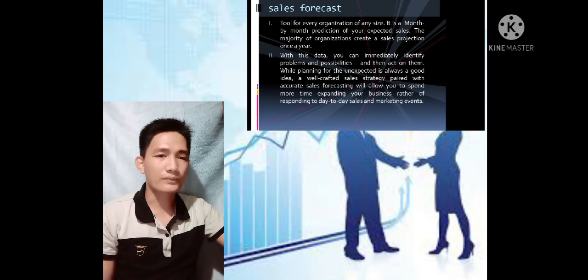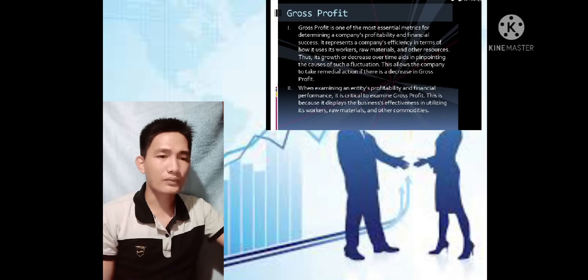What is gross profit? Gross profit is the profit a company makes after deducting the costs associated with making and selling its product, or the costs associated with providing its service. Gross profit will appear on a company's income statement and can be calculated by subtracting the cost of goods sold from the revenue.